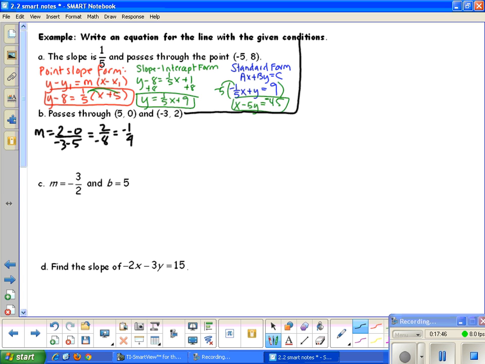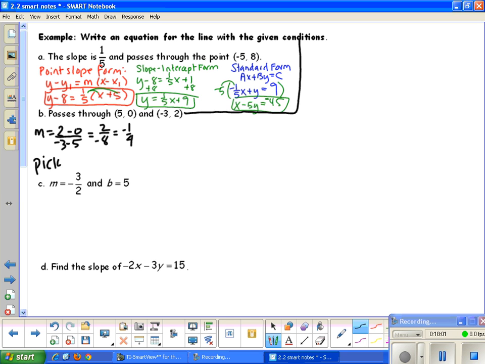Now that I have my slope, if I want to write the equation of the line, next I would need to put this into point slope form. So if you look, you have 2 points here. How do you know which one to pick? Really, it doesn't matter. So you can pick either of the points.